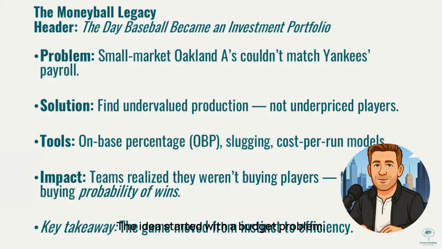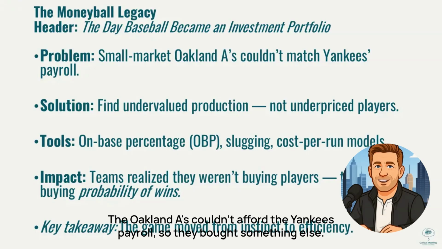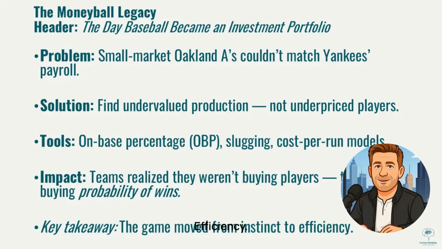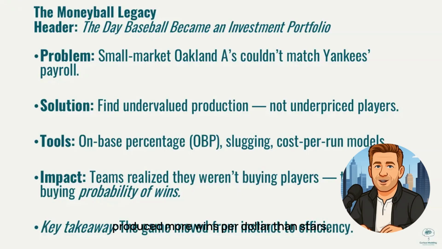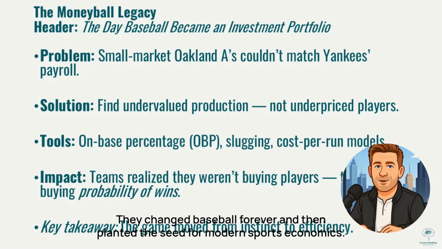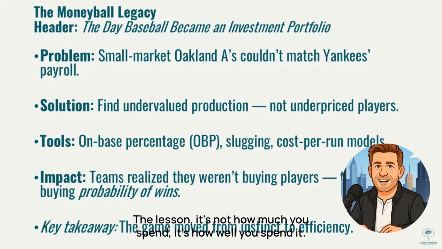The idea started with a budget problem. The Oakland A's couldn't afford the Yankees' payroll, so they bought something else: efficiency. Billy Beane and Paul DePodesta used data to find undervalued players who produced more wins per dollar than stars. They changed baseball forever and planted the seed for modern sports economics. The lesson? It's not how much you spend, it's how well you spend it.